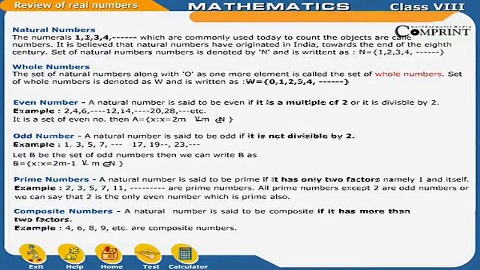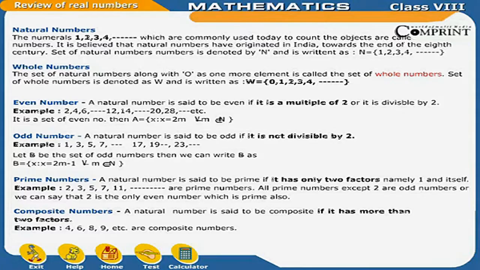Prime numbers. A natural number is said to be prime if it has only two factors, namely 1 and itself. Example: 2, 3, 5, 7, 11, etc. are prime numbers. All prime numbers except 2 are odd numbers, or we can say that 2 is the only even number which is also prime.